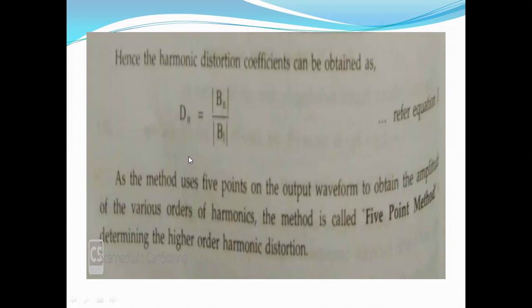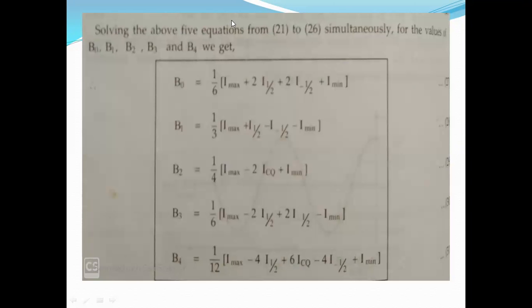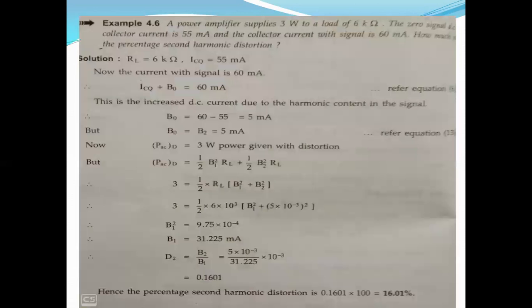So if you want to find out higher order harmonics, that means if you have 5 harmonic frequencies, 6 or 7 and so on, in order to find out nth harmonic distortion, the formula becomes Dn is equal to mod Bn by B1. In terms of percentage, percentage Dn is equal to mod Bn by B1 into 100. Okay. So this method uses 5 points. So that's why this method is also called the 5-point method. Okay. So let us do some problem on this topic.